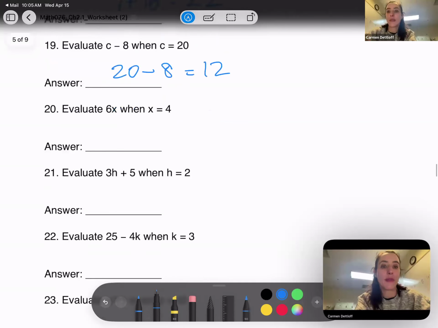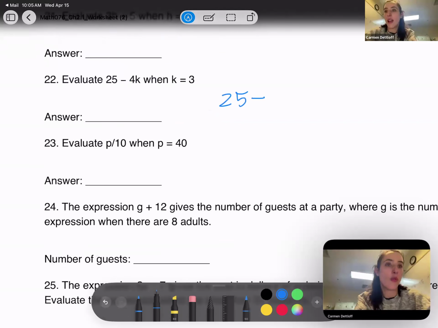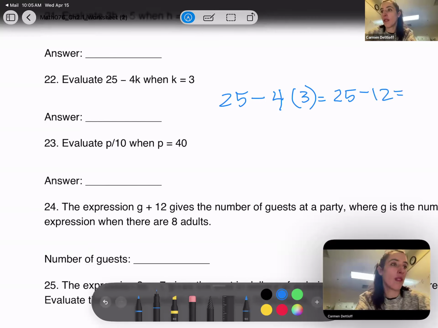Let's do 22. 25 minus 4K. So I'm going to replace K with 3, and I'm going to use order of operations. So I'm going to multiply first, and I get 25 minus 4 times 3, which is 12. And 25 minus 12 is 13. Amazing.